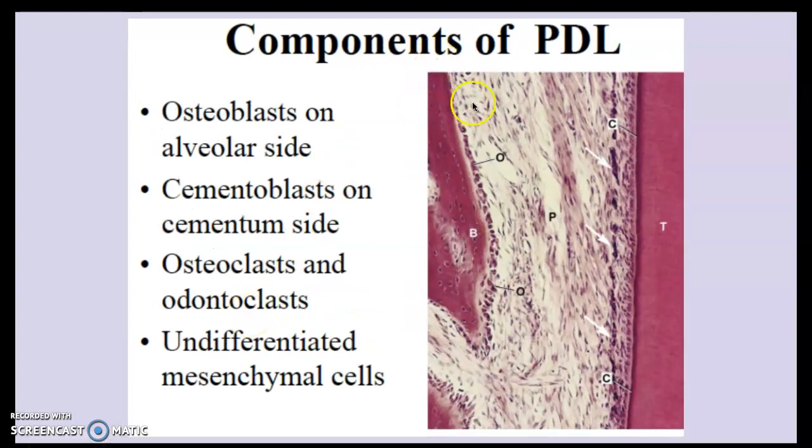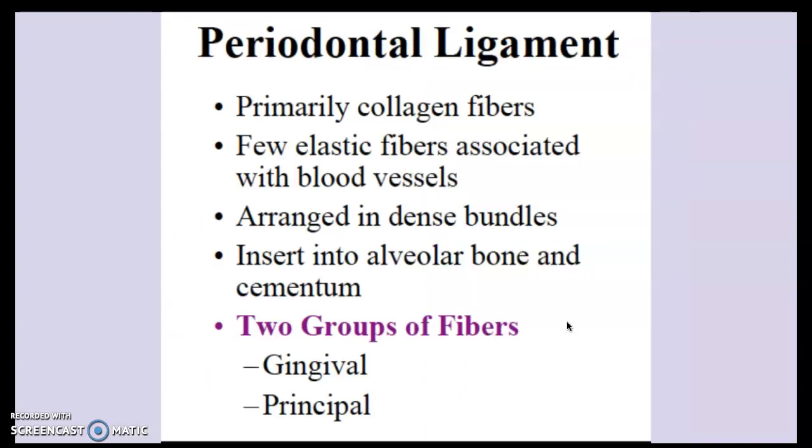So the components of the PDL: the osteoblasts are on the alveolar side. The cementoblasts are on the cementum side. There are osteoclasts and odontoclasts for resorption. And there are undifferentiated mesenchymal cells. What this means is these mesenchymal cells don't have identities. And this is important because let's say you run out of cementoblasts, but you have too many osteoblasts, not enough cementoblasts. Those undifferentiated mesenchymal cells don't have an identity, so they can easily become cementoblasts. They can easily become an osteoblast. Whatever is needed, these cells can create, basically, because they don't have an identity yet.